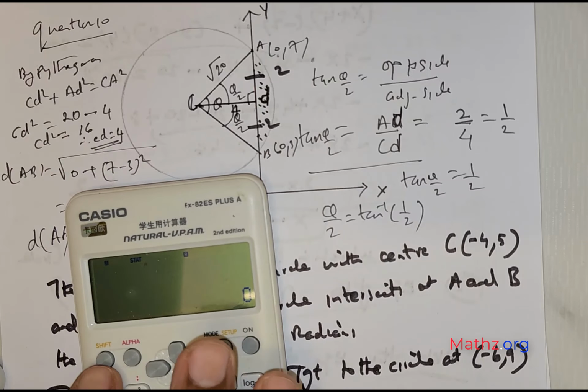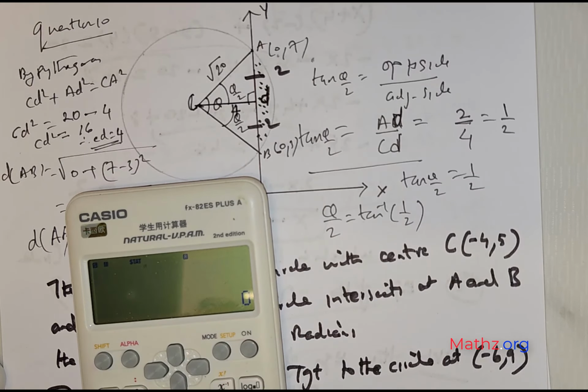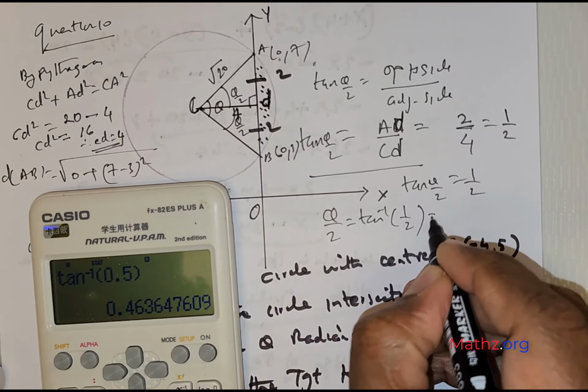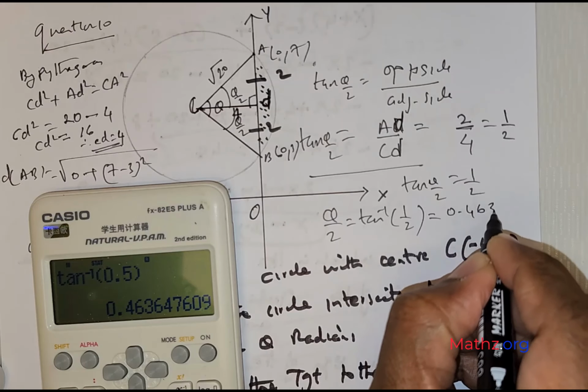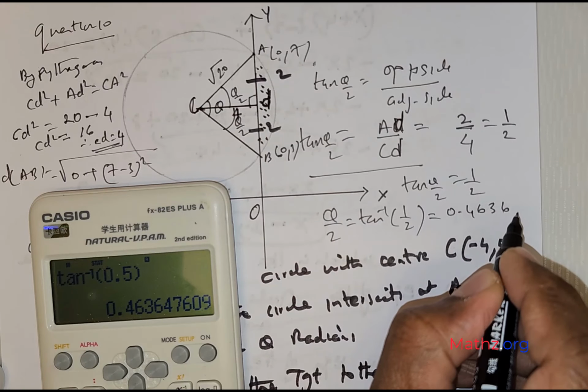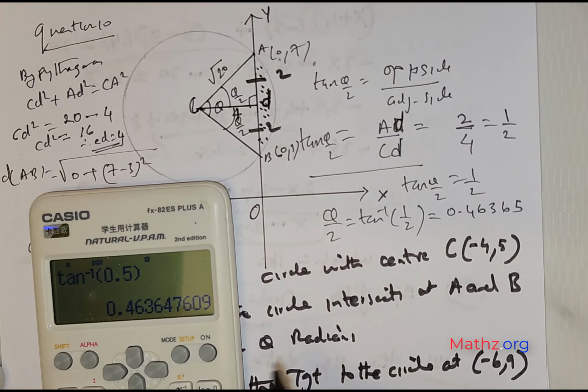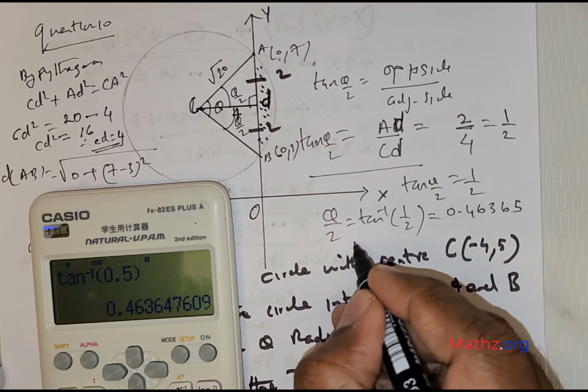So you press shift and then tan inverse and then 0.5, which is equal to 0.4636. Probably I can round it as 5, since 7 is here, so I'll make it as 5. But we need only theta.